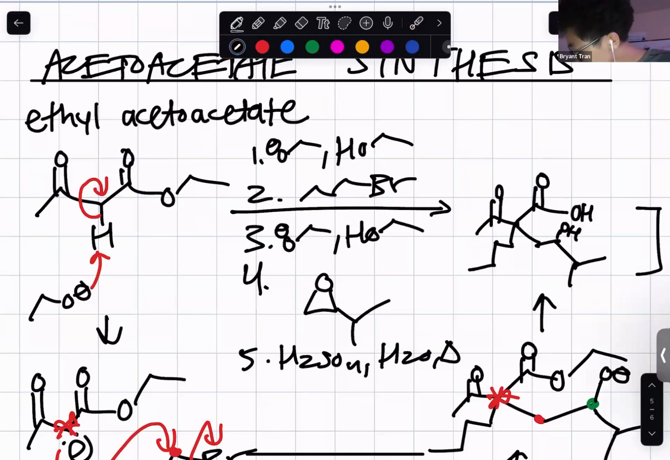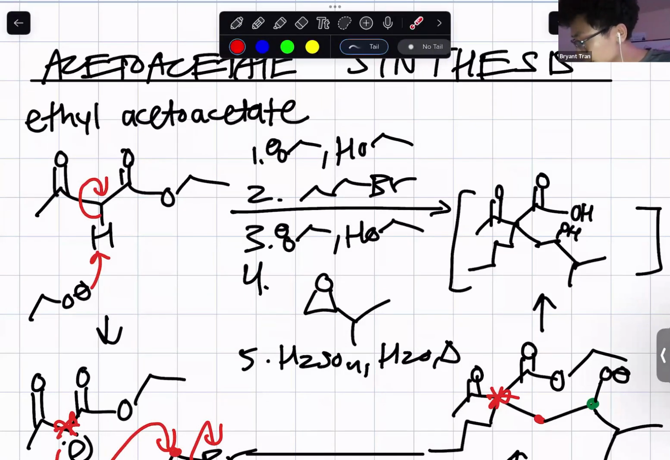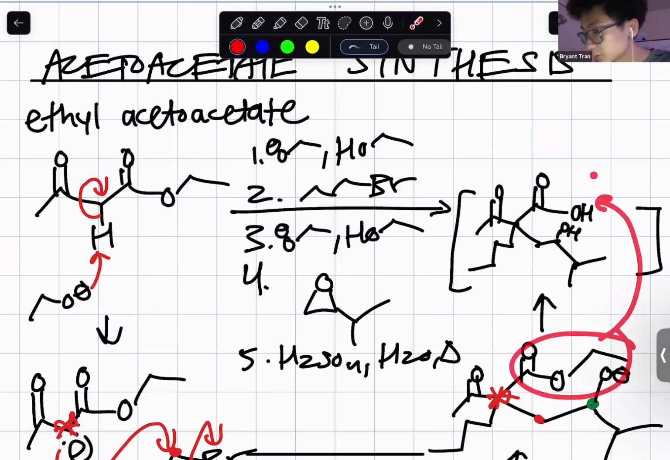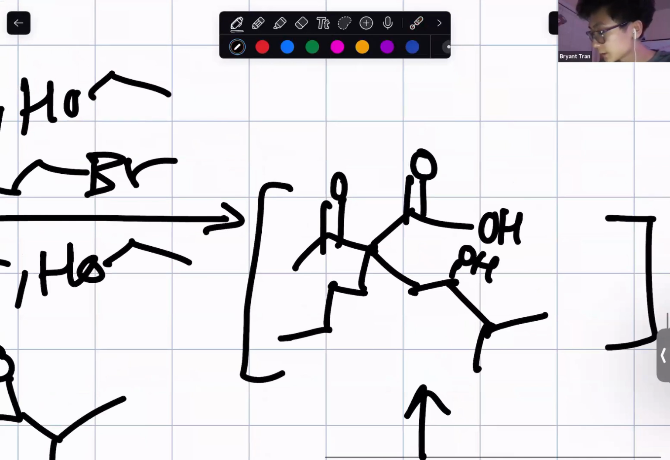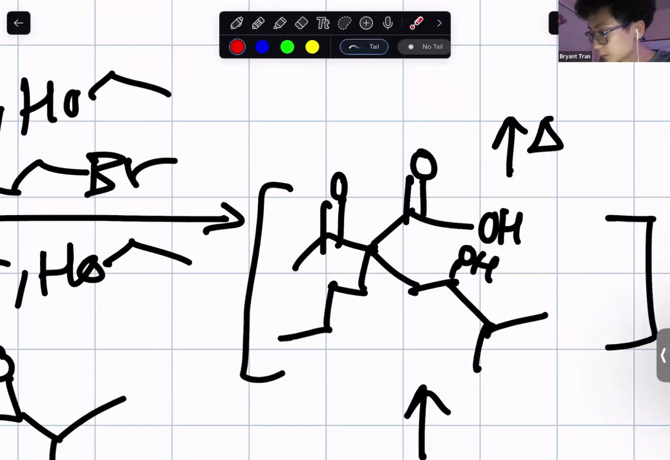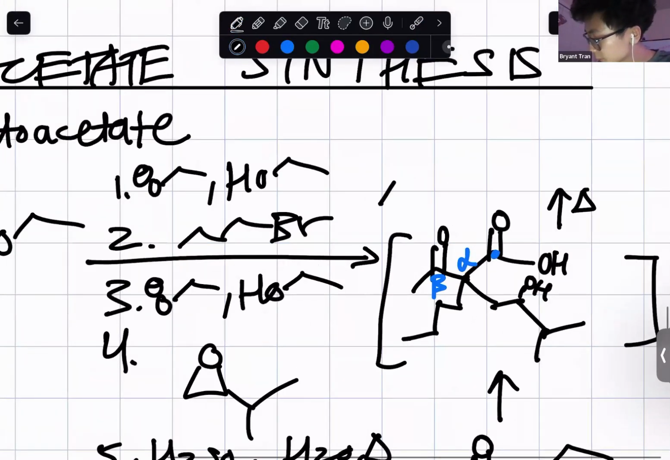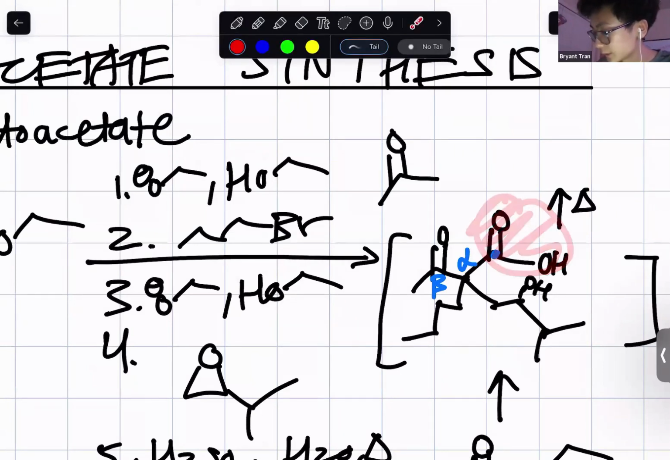Yeah, this is our intermediate right here. After we protonated the O minus to OH, we hydrolyzed the ester carboxylic acid derivative back to the default functional group carboxylic acid, doing hydrolysis. But because we have heat and we have a carboxylic acid, where beta to the carboxylic acid there's a carbonyl, we're going to do decarboxylation, where we completely get rid of the carboxylic acid, and that gives us our final answer. So I'm going to draw it like this.